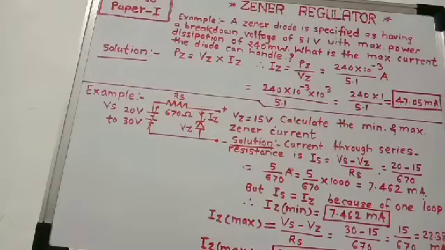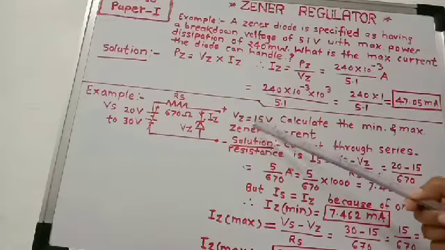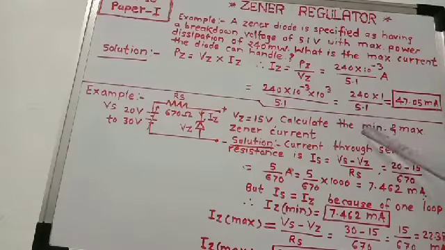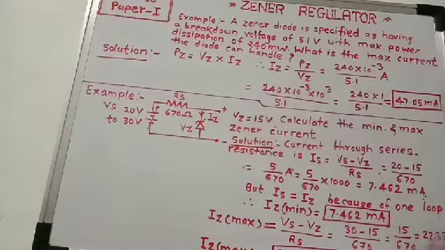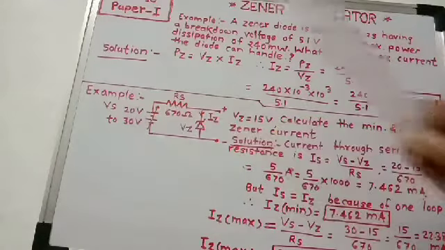Okay. So here the breakdown voltage of Zener diode is given. Vz is equal to 15 volt, and we have to calculate the minimum and maximum Zener current, IZ minimum and IZ maximum. Okay, so for minimum Zener current, IZ minimum, we have to take 20 volt, source voltage 20 volt.